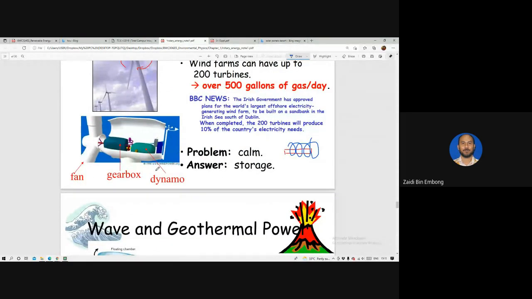This concept is like a bicycle. In a bicycle, we have a dynamo, right? If you want to cycle during night time, you depend on the bicycle dynamo to produce electricity to light up your lamp. Otherwise, you cannot cycle at night. But nowadays people use batteries.